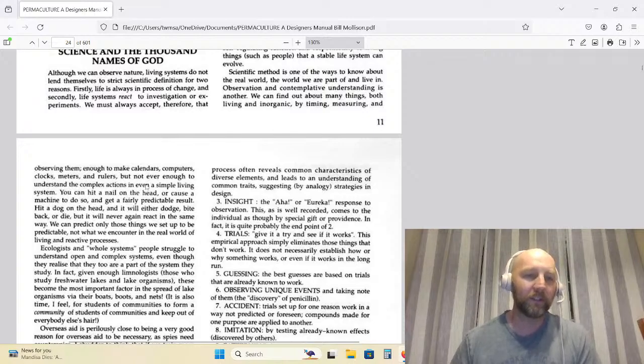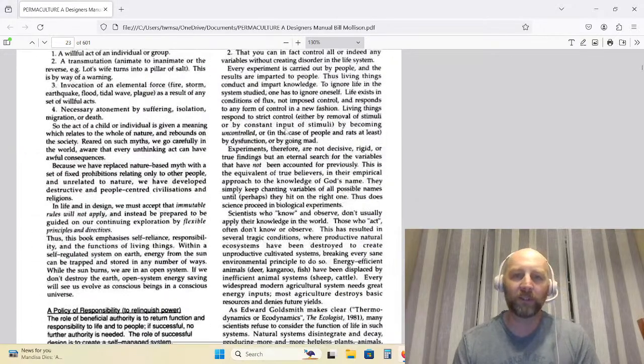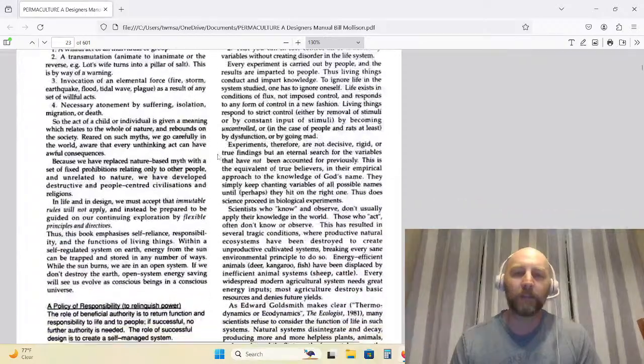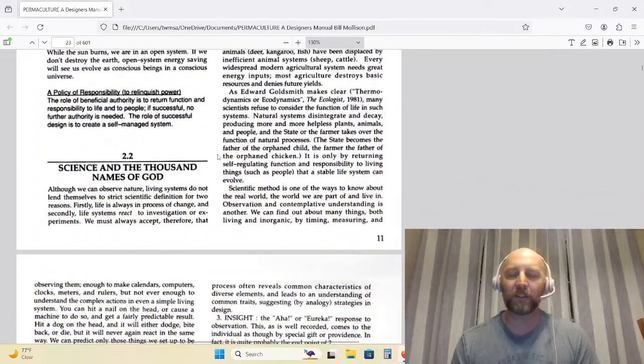a simple living system. I want to pause for just a moment here and talk about some of the science that he's talking about. He's making a distinction between hard data, hard science, and life sciences, botany, zoology, psychology, things that aren't hard data. I'm reminded of the double slit experiment in physics.